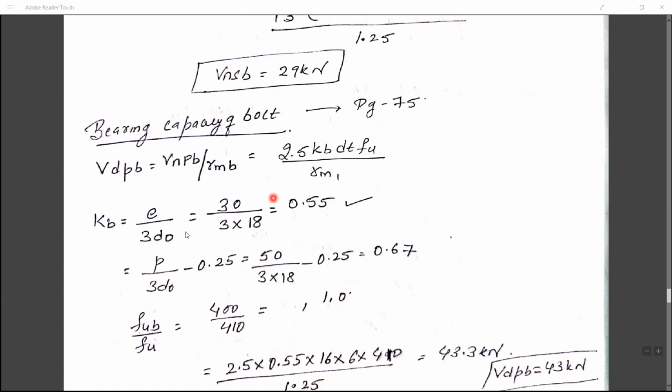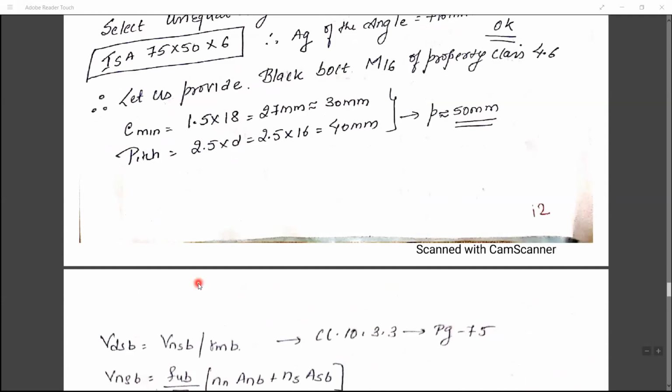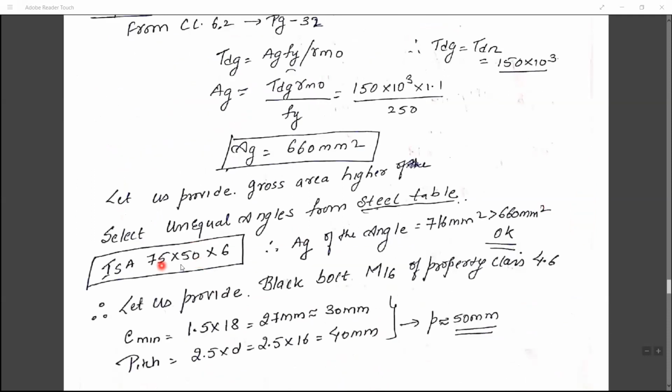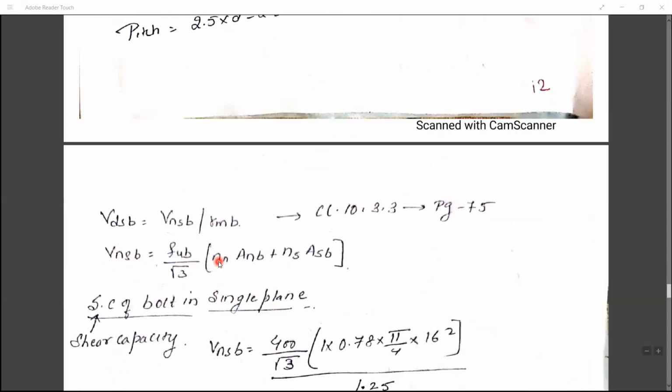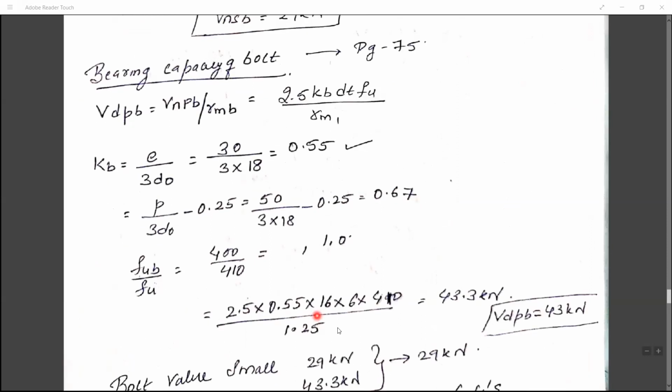Always select the lesser value, as we have already calculated in our bolted connections. Directly substitute: 2.5 into 0.55 into 16 into 6 mm, which is our thickness. How is 6 mm our thickness? We have selected this section 75 into 50 into t, where this is our outstanding leg, this is our normal leg, and this is our thickness, which is 6 mm. Then into 410 divided by 1.25, you will get about 43 kilonewtons.